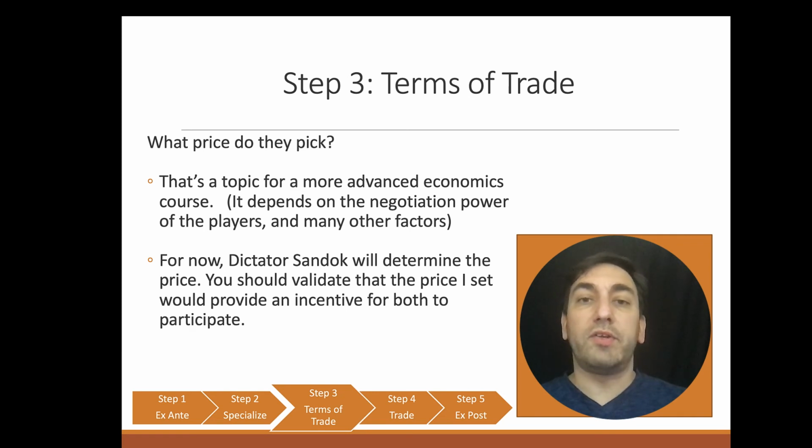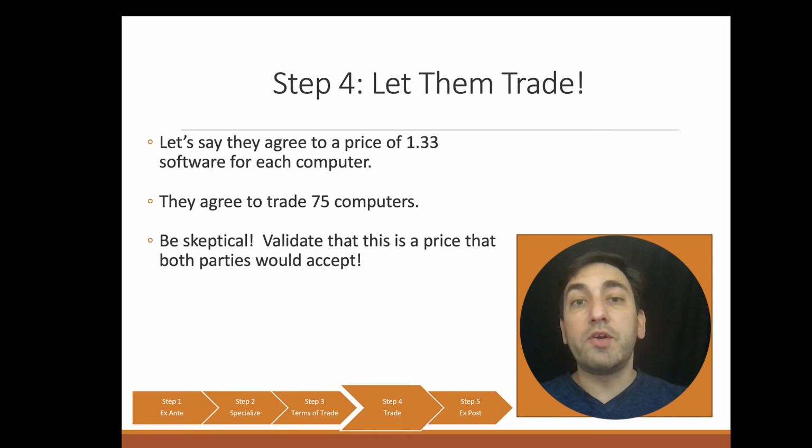What I'm going to do is name a price and say the price is going to be X, Y, or Z, and you should be skeptical. But you should be able to look at whatever price I set and say, yeah, that makes sense. That's within the range of trade where they both have an incentive to trade. So now we're going to let them trade.